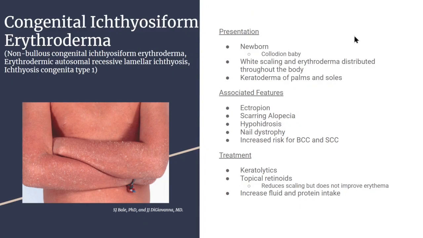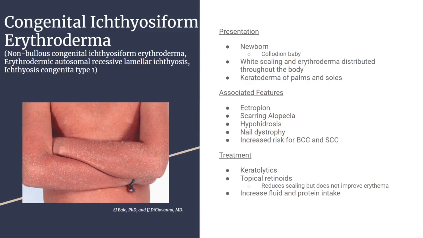Alrighty, now let's move on to CIE, congenital ichthyosiform erythroderma. Other names you'll see for this: non-bullous CIE, erythrodermic autosomal recessive lamellar ichthyosis, ichthyosis congenita type 1. What's kind of helpful with some of those names is that it has some overlap with lamellar ichthyosis, which is nice. And that overlap starts right off the bat. We have a collodion baby.